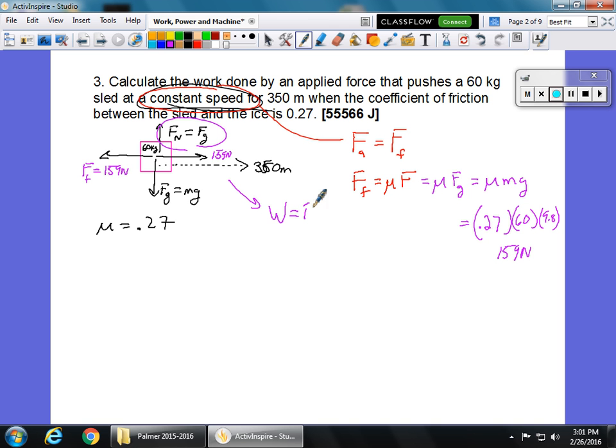Work is going to be equal to F times D. We know that our applied force is 159. We're going to multiply that by 350, and that's going to give us 55,566. For some of these, you'll be able to work your way backwards. And again, joules, really important. The units of work are the same as the units of energy, and those are joules.